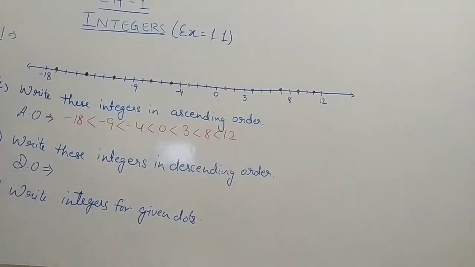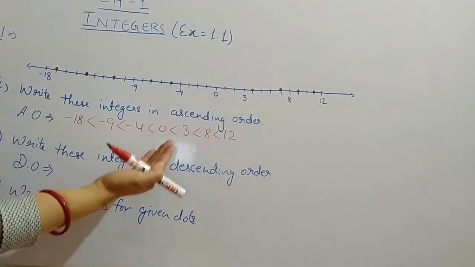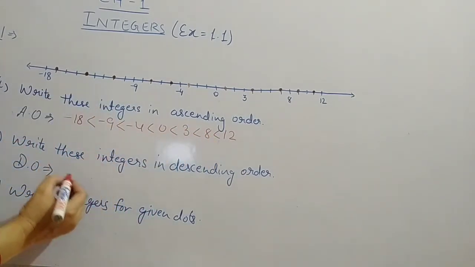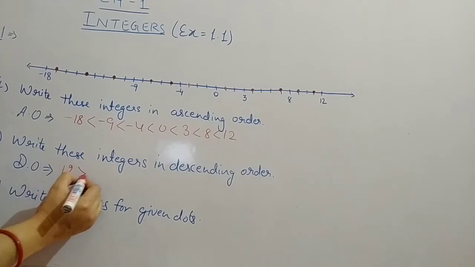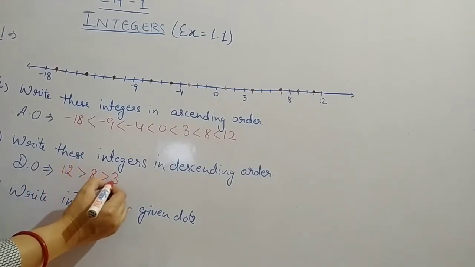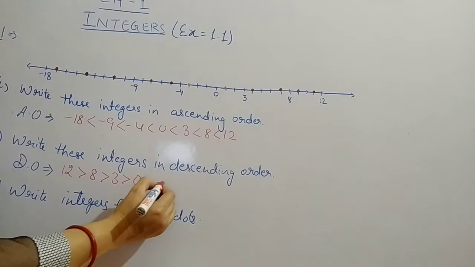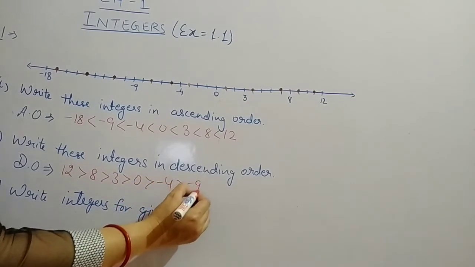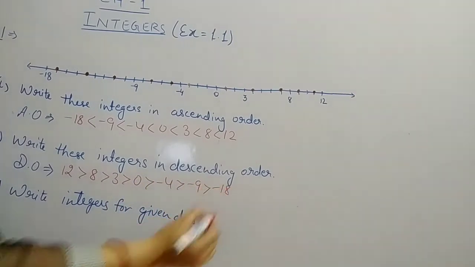Second part, write these integers in descending order. Descending order is the opposite of ascending order. It means we have to write from big to small. So same order only, just write it in reverse order. So first 12, then 8, then 3, 0, minus 4, minus 9, minus 18.